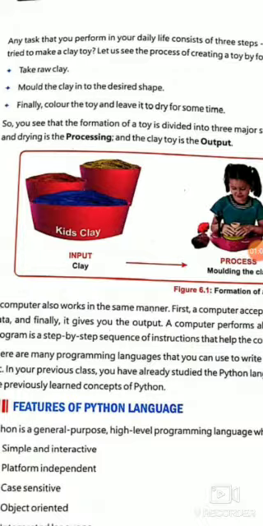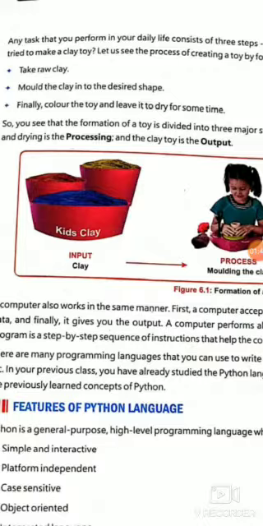A computer also works in the same manner. First, a computer accepts the data input by the user, then it processes the data, and finally it gives us the output. A computer performs all these operations with the help of programs. A program is a step by step sequence of instructions that help the computer to perform the given task.